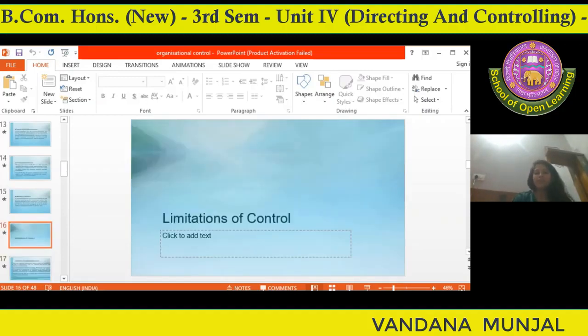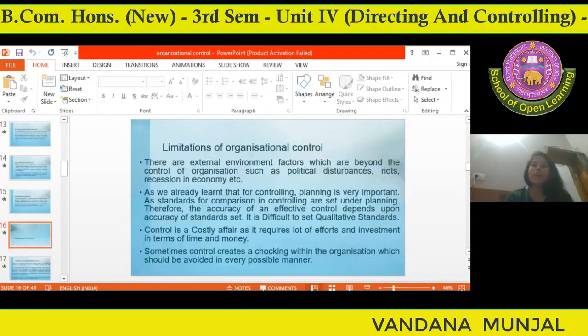Now what are the limitations of control? As I already told, control का opposite है, control is opposite of freedom. That means workers की freedom के ऊपर tap रखना, उनको control करना उनकी activities को, that you are getting more informal or they should concentrate more on work, such kind of dictations to them. उस केस में workers feel a sense of loss of freedom.